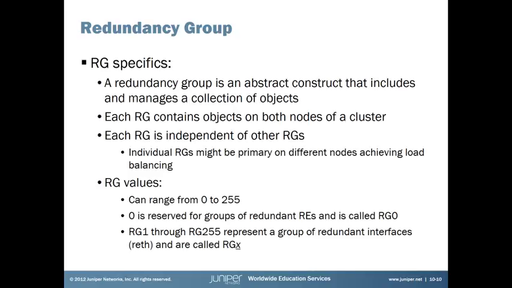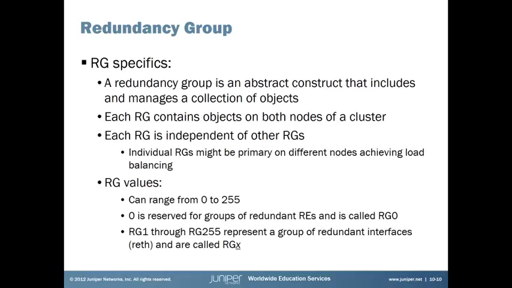All right, let's talk about this concept of redundancy group. There is a special redundancy group which is called redundancy group 0. And then we have 1 through to 255, which are user configurable redundancy groups. The point of a redundancy group is it's a logical construct which sits within the cluster, and what we get to do with it is associate these reth interfaces with a particular redundancy group.